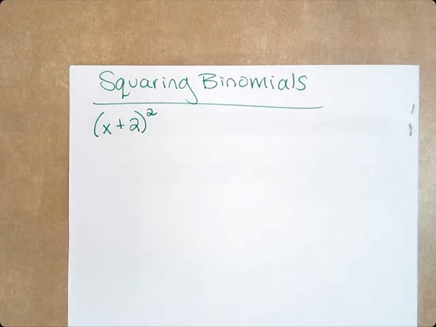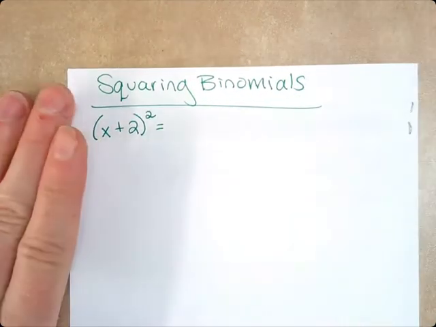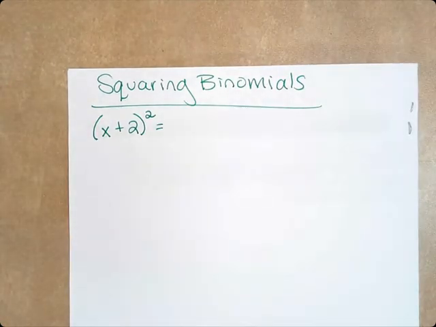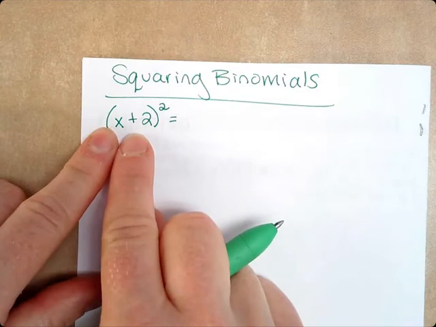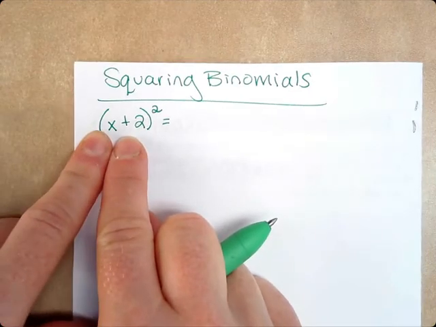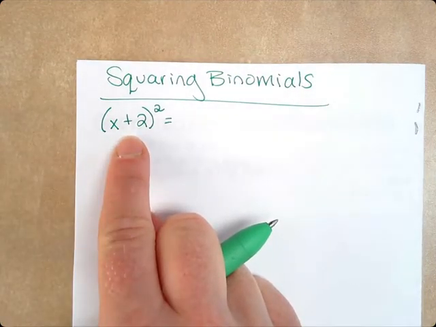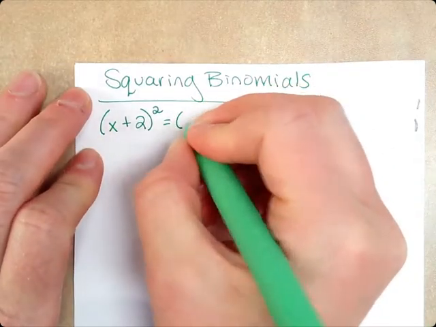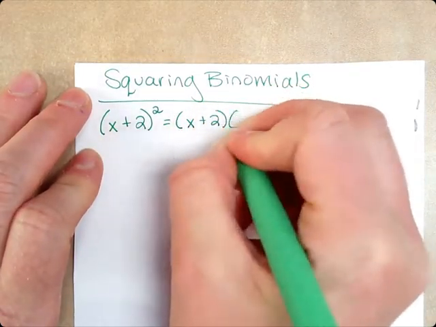So you have a binomial. You have 2 terms being added together and then it's squared. What does squared mean? Raised to the second, but how could I expand this out? What's being squared? The whole thing, x plus 2. So squared means we are going to multiply it times itself, right? So this is going to be x plus 2 times x plus 2.